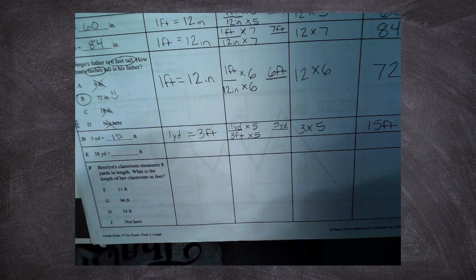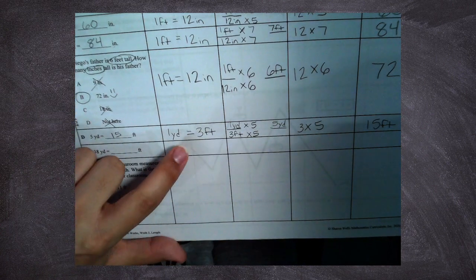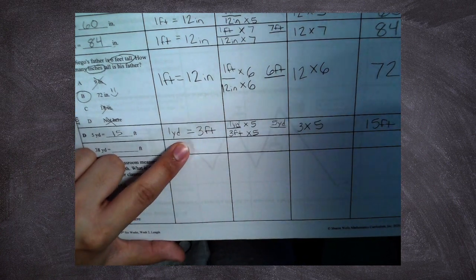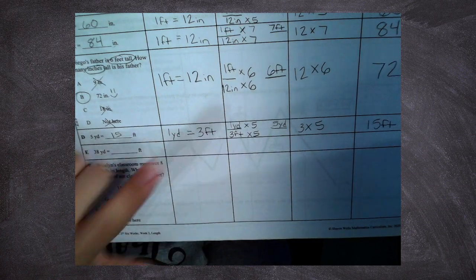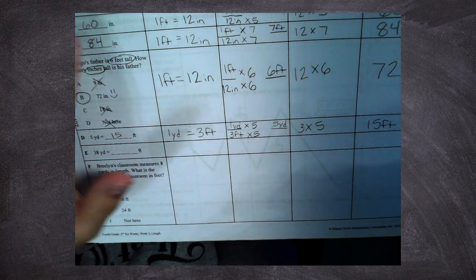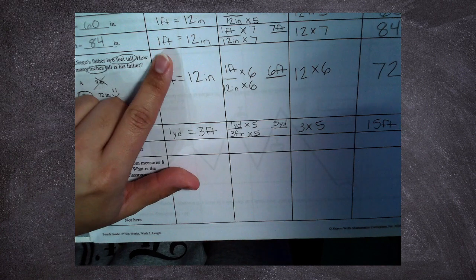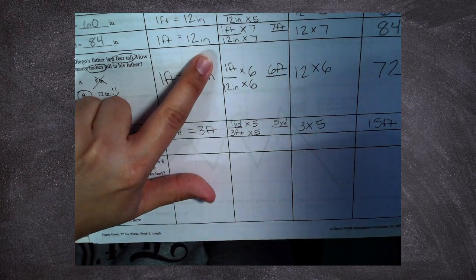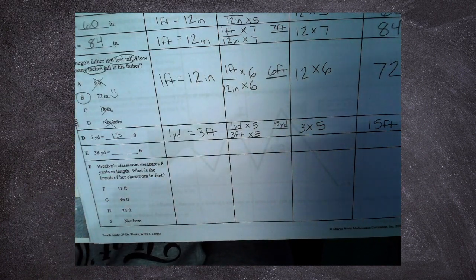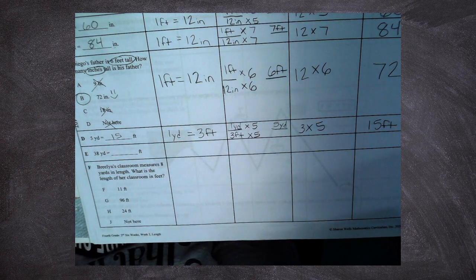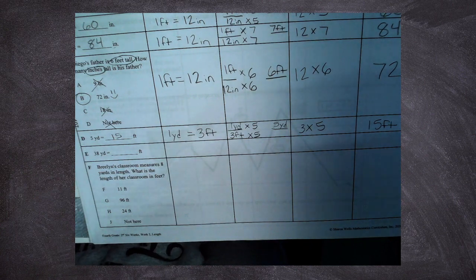So, Jaylene, this fact here is going to change depending on what you're changing. Okay? If it's feet and inches, it's always going to be 1 foot equals 12 inches, because 1 foot will always equal 12 inches. But if you're changing from yards to feet, it's going to be a little bit different because yards and feet are different from feet and inches. Okay?